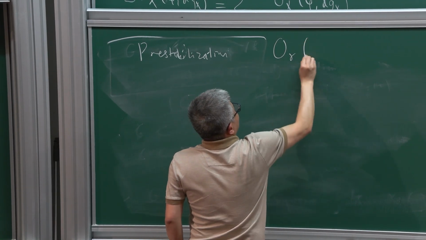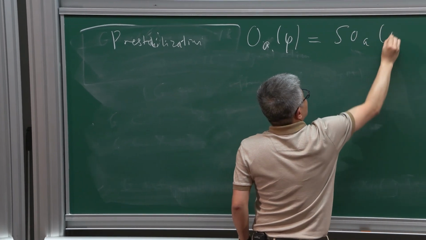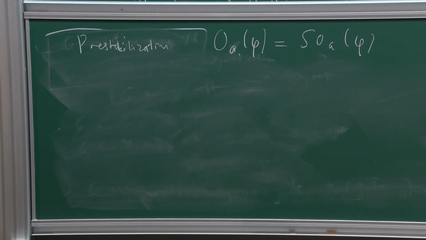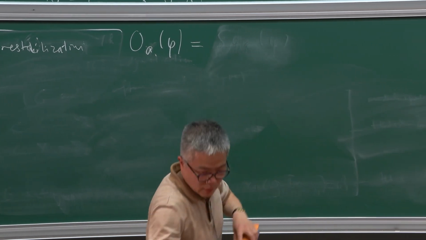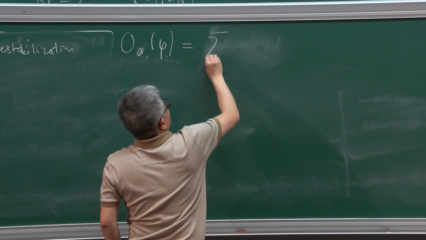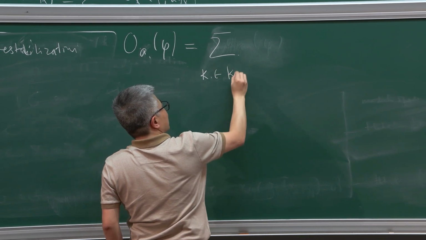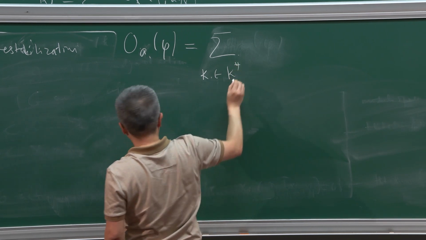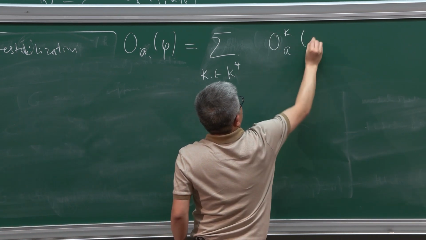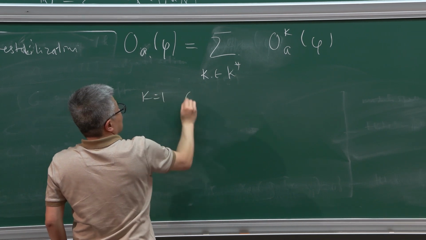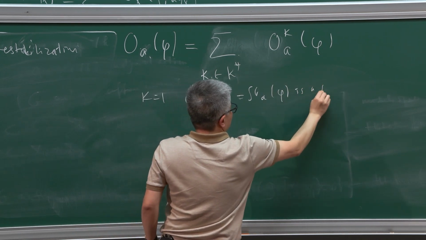You can write this omega gamma phi of A as S O of A of phi. Now it really is a stable orbital integral. And maybe just write a sum over kappa, in some obstruction group, and it becomes O of A of kappa phi. When kappa equals 1, then O 1 A phi is S O A phi. It's a stable distribution.